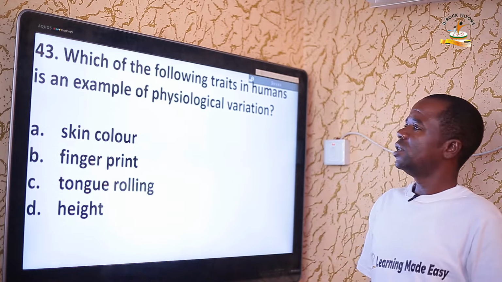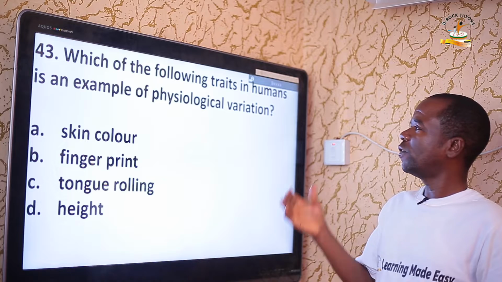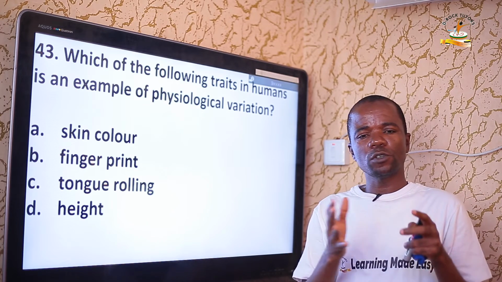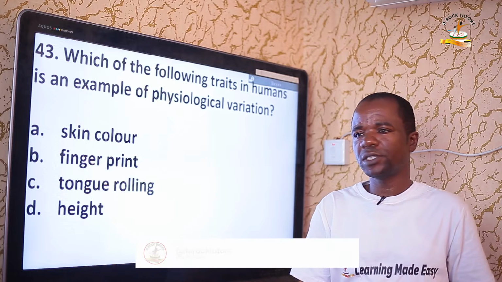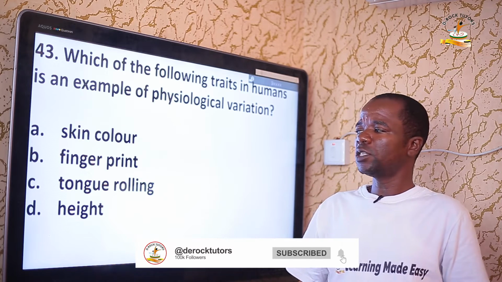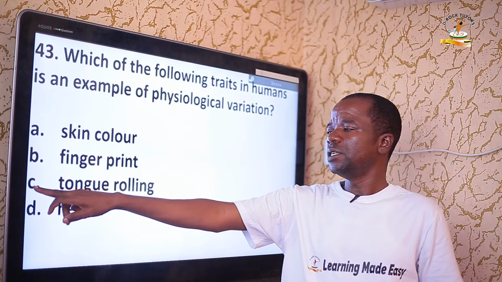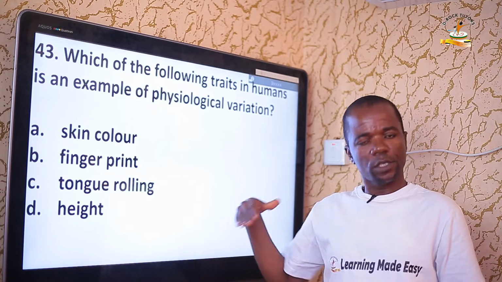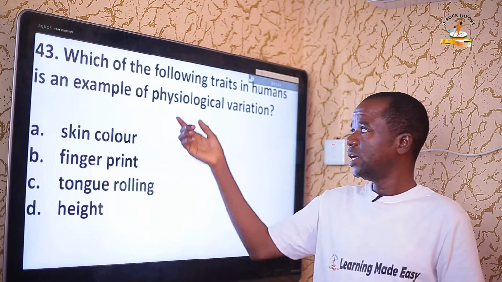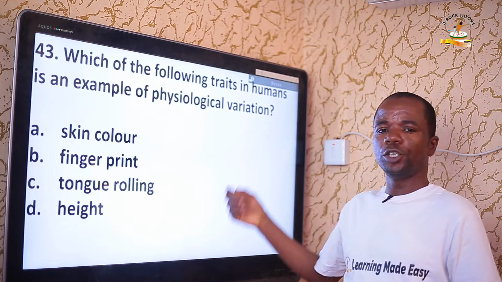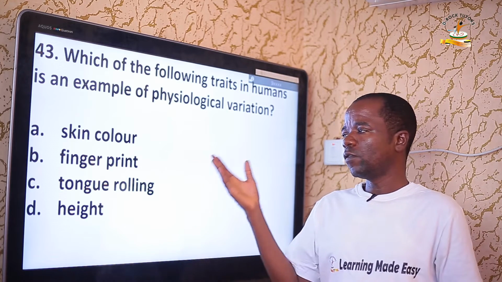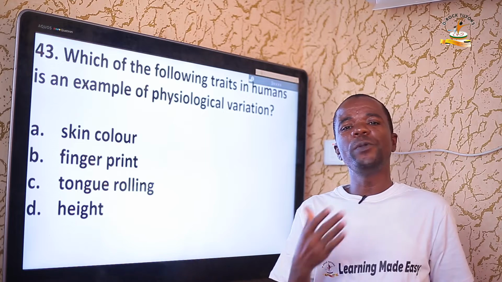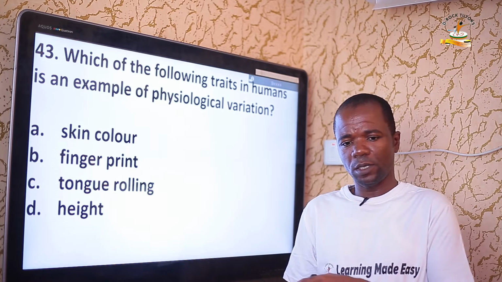Number 43. Which of the following traits in humans is an example of physiological variation? Don't forget, physiological variation is also called discontinuous variation, and among these options, the correct answer is C, tongue rolling. Ability to roll the tongue is also called tongue rolling, and it is an example of physiological variation.